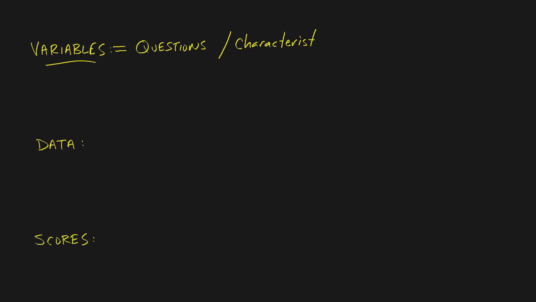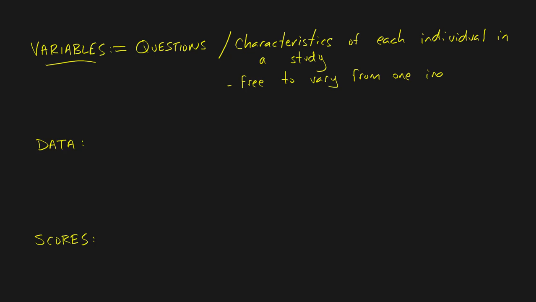So these questions, or these variables, record characteristics of each individual in a study or in some research. And the reason for calling them variables is that these characteristics are free to vary. They're free to change. You can have a different answer to the question from one individual to the next.